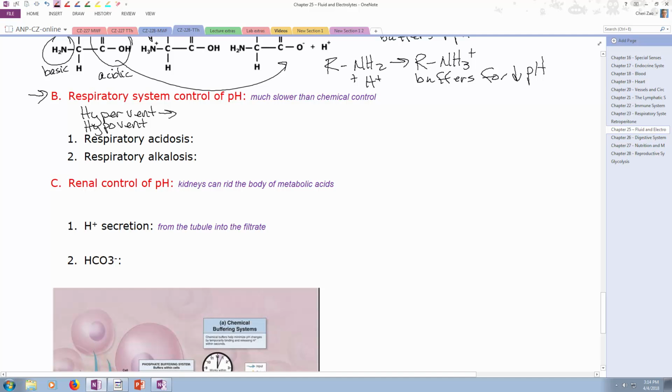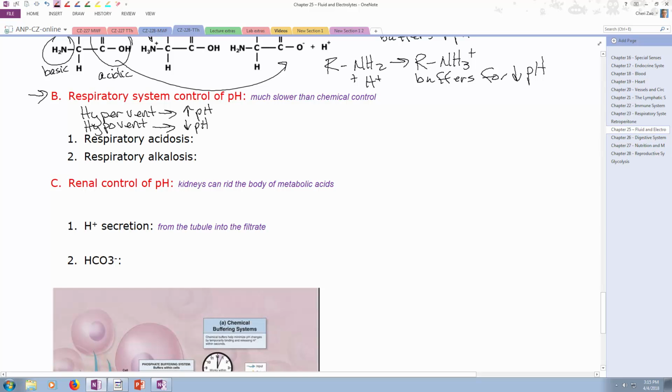If we hyperventilate, that means we are blowing off CO2, which means we are becoming less acidotic, so that will cause a rise in pH. When we hypoventilate, that means we're actually keeping too much carbon dioxide in our system, and that will ultimately lead to a drop in pH.